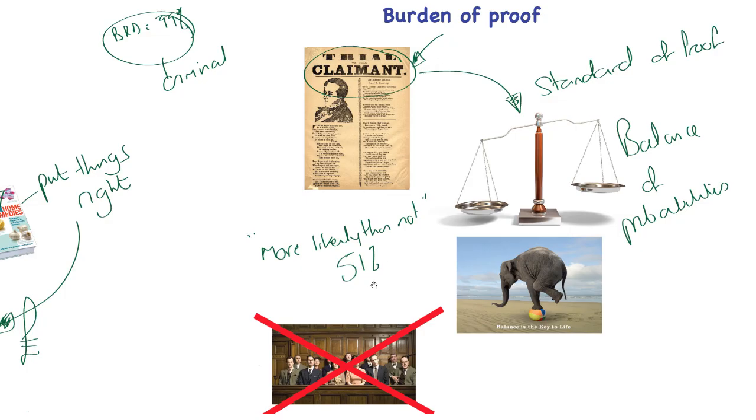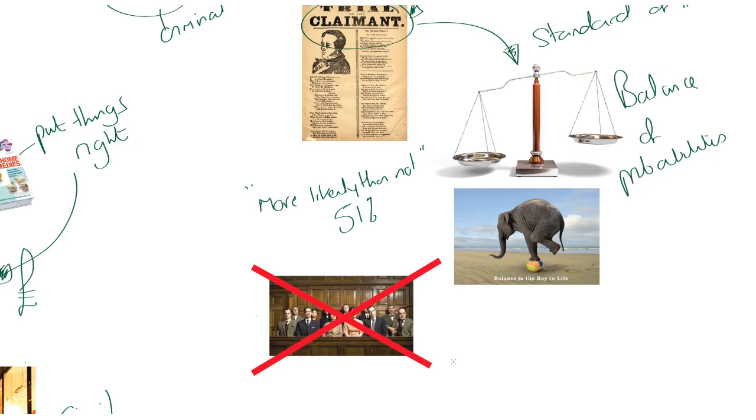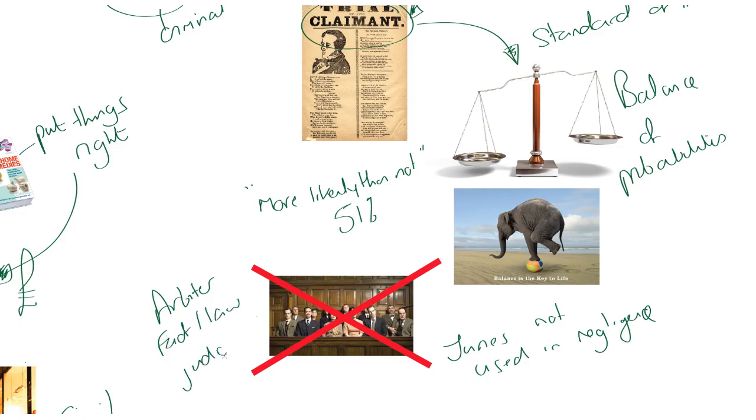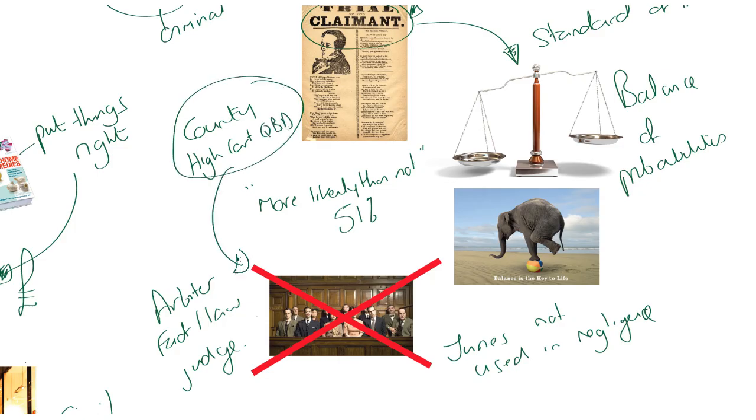Now, the final thing to say is that in civil cases, juries are not used. So juries are not used in negligence trials. The decisions are made by the judge, who is the arbiter of both fact and law. And tort cases, civil cases, take place in the county court. We will do these when we do courts at the end. In the High Court, Queen's Bench Division. All right, so that's where those cases are looked at.